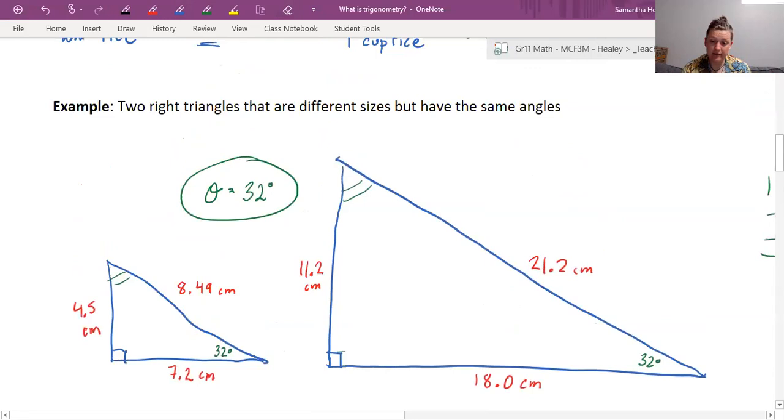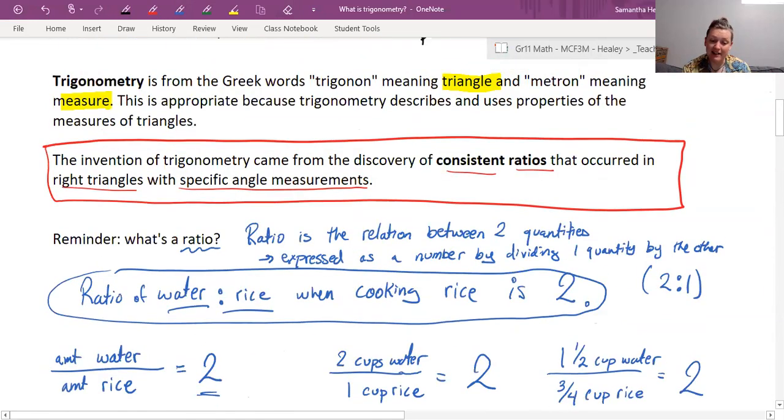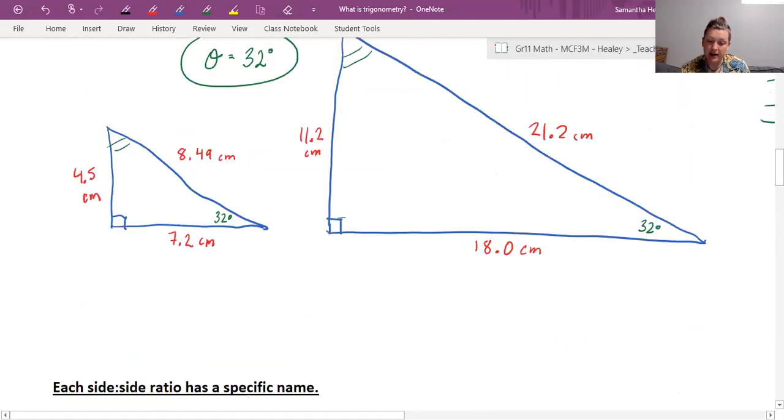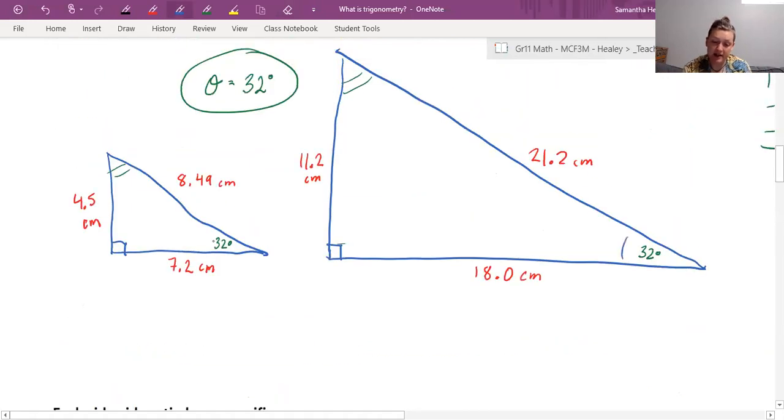So again, what I said was up here, the invention of trigonometry came from the discovery of consistent ratios that occurred in right triangles with specific angle measurements. So now we have 2 right triangles here that each have the same specific angle measurement of 32 degrees. And we're going to look at some of the ratios.